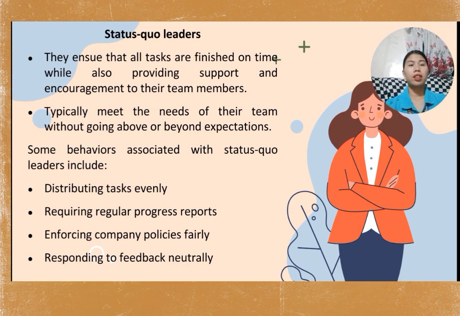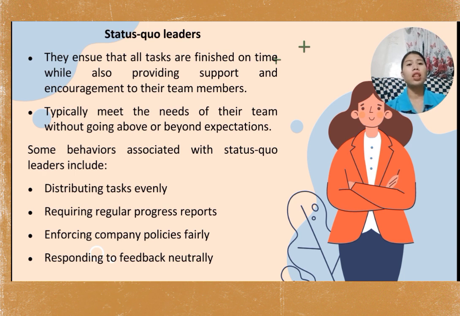So the next one is status quo leaders. Status quo leaders ensure that all tasks are finished on time while also providing support and encouragement to their team members. So in status quo, you make sure that tasks are finished on time. You're somewhat strict, but not strict to the point that you don't value your members. You still provide your team members support and encouragement, but the task must be finished on time.